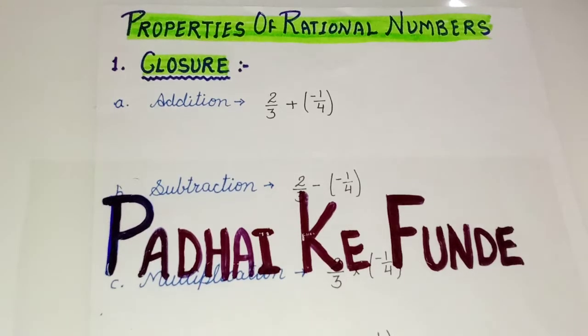What are the rational numbers? The numbers which can be represented in the form of P upon Q, where Q is not equal to 0. That kind of representation of a number is known as a rational number. So let us start with the first property of rational numbers, that is closure property.